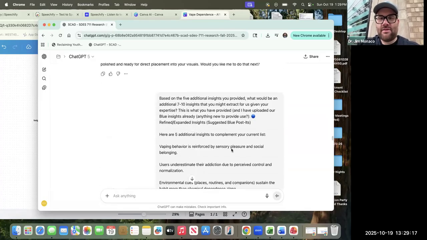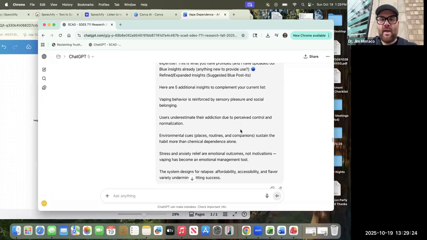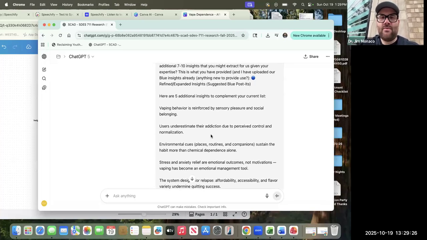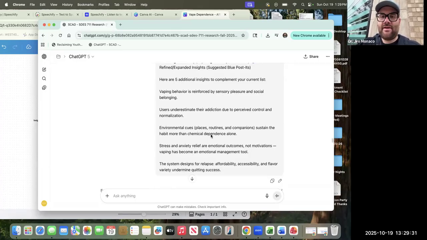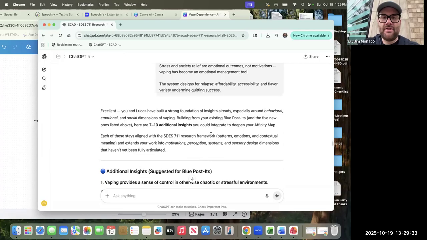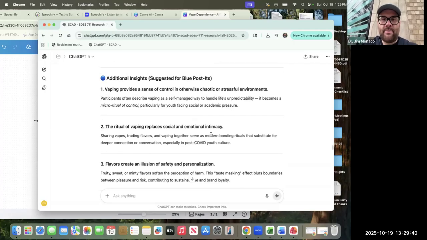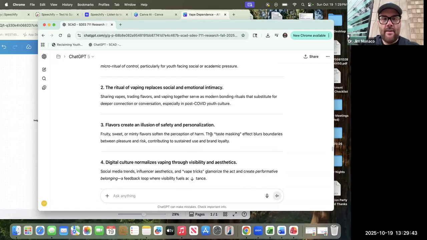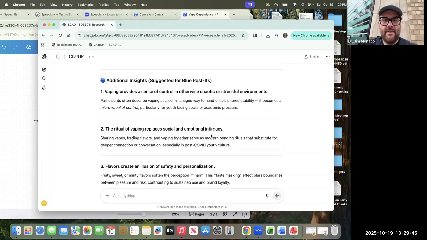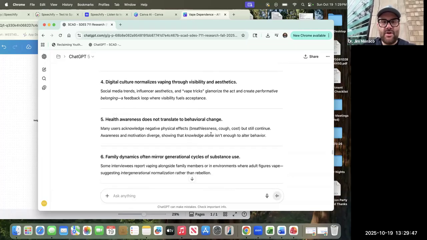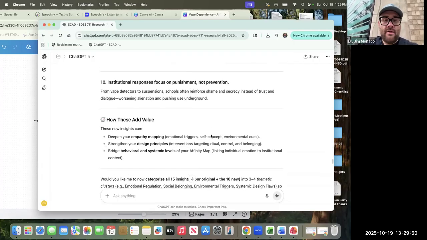And then just kind of looking through, decided we still needed about 7 to 10 more suggested blue insights. And I copy and pasted in the 5 additional blue points, post-it notes they had originally given, to kind of break it down even further into 7 to 10 more. So we had a total of about 15. And this is what it came up with for those possible blue post-it notes, in terms of the possible insights. So it gave us 10 more.